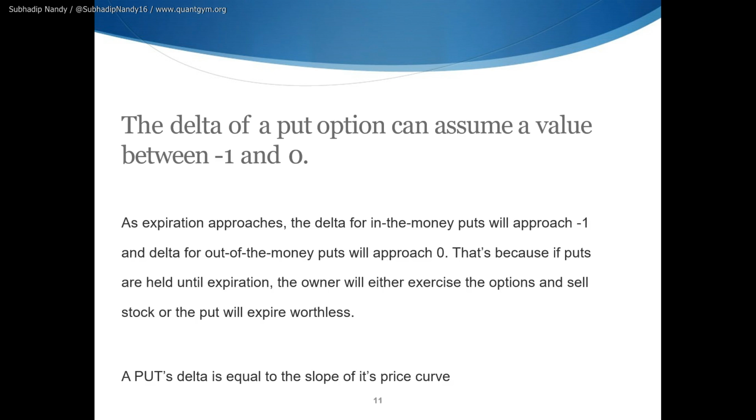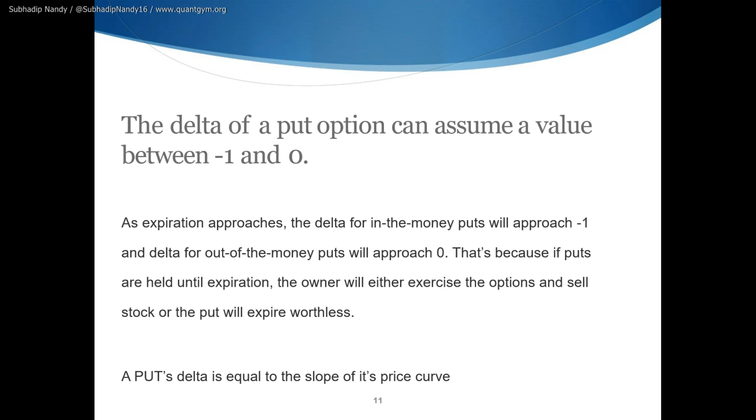The delta of a put option is opposite, and can assume a value between -1 and 0. As expiry approaches, the delta for in the money puts will approach -1, that is, it will move as much as the stock is falling, and delta for out of the money puts will approach 0. Obviously, that's because if puts are held until expiry, the owner will either exercise the options or sell stock, or the put will expire worthless. This happens here also because we have physical delivery in stocks.